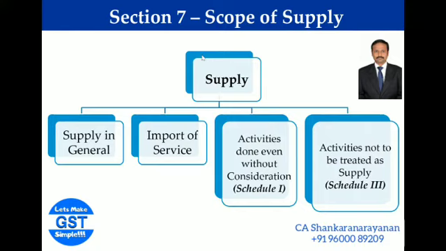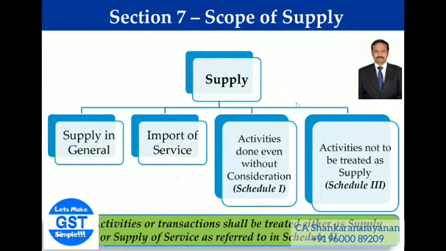Good. Now we will continue with the next aspect, which is the another element which gives a new dimension to GST. That is this element, which I have colored in green. Certain activities or transactions shall be treated either as supply of goods or supply of service as referred in Schedule 2.